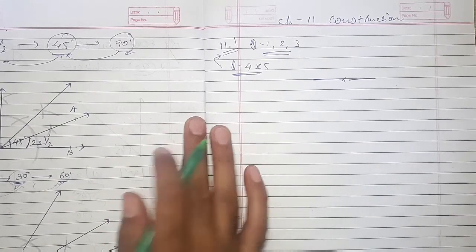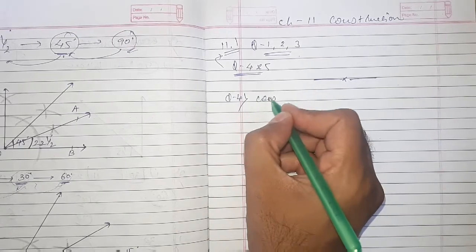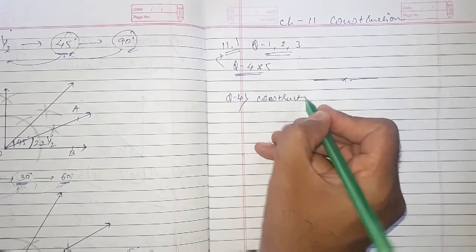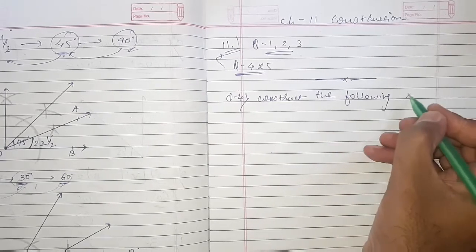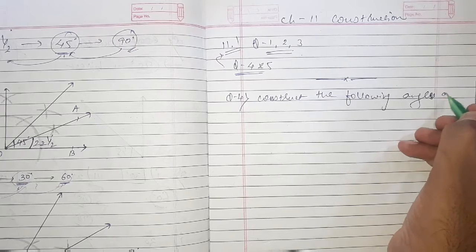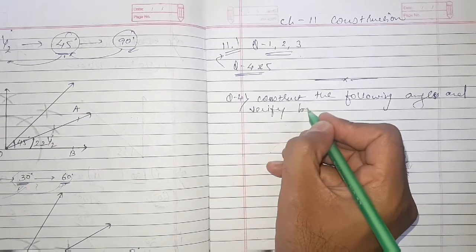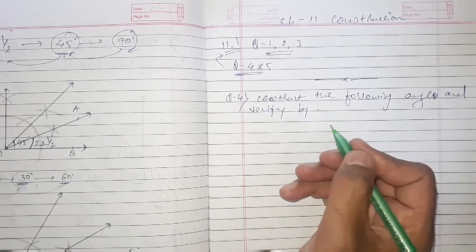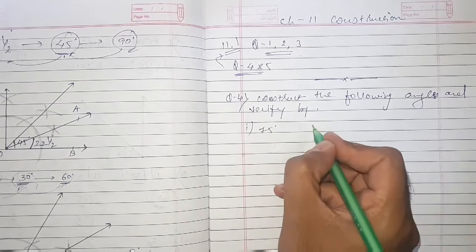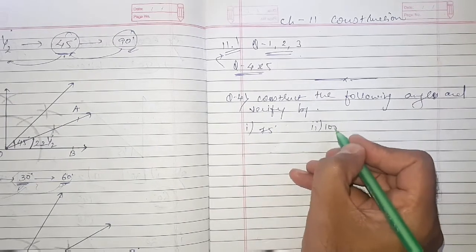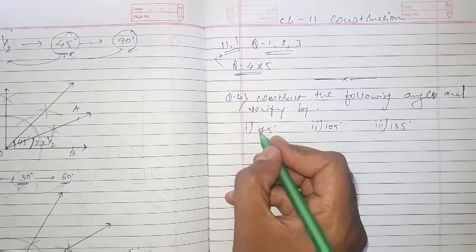Question number 4: construct the following angles and verify by measuring them with a protractor. The first is 75 degree, the second is 105 degree, and the third is 135 degree.